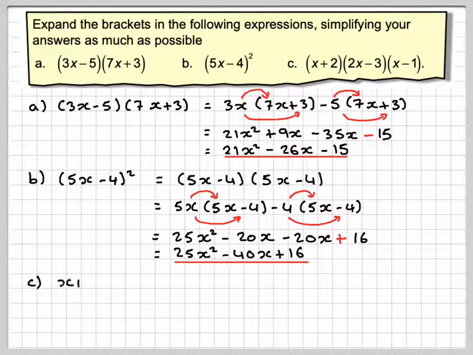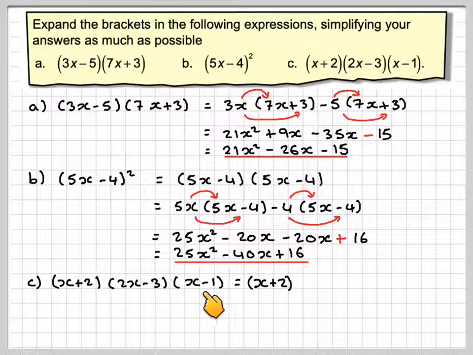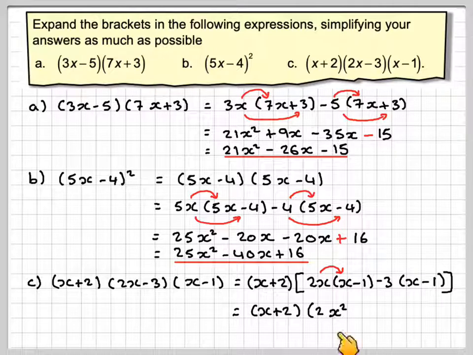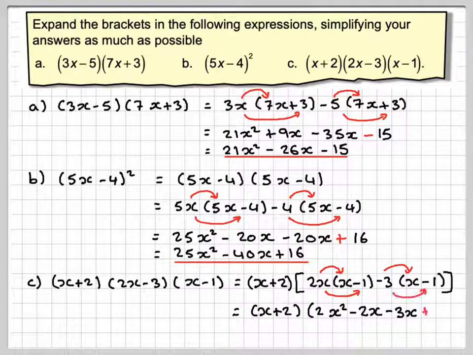Now to three brackets. So we've got x plus 2 times 2x minus 3 times x minus 1. Keep the one at the front on its own, and then just expand these two first. So you get 2x times x minus 1 minus 3 times x minus 1. Keeping that one at the front, then expanding this like we've done up here, we get 2x times x, which is 2x squared, 2x times minus 1, which gives me minus 2x, minus 3 times x gives me minus 3x, and then minus 3 times minus 1 is plus 3.